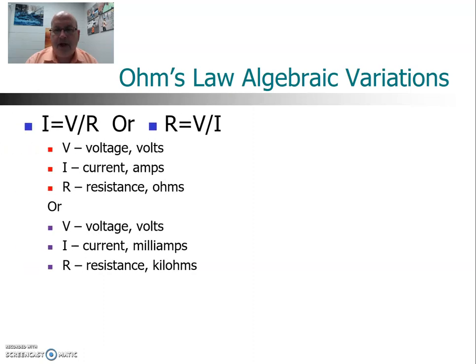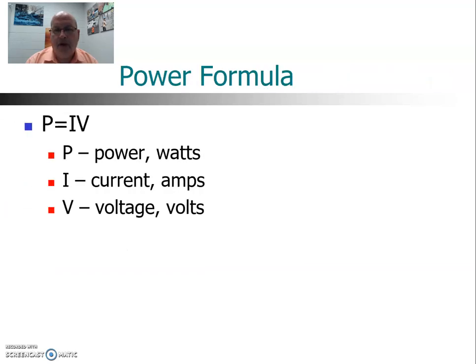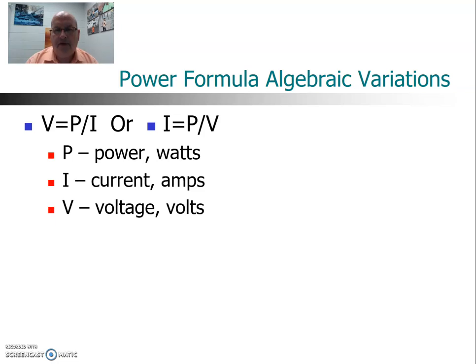There are also variations of Ohm's law. You can understand the algebra of how you get these, or you can just memorize these variations. I is V over R, or R is V over I. Power formula: power is equal to current times voltage, and the units for power are watts. And again, we have variations of the power formula. V is equal to P over I, or I is equal to P over V.